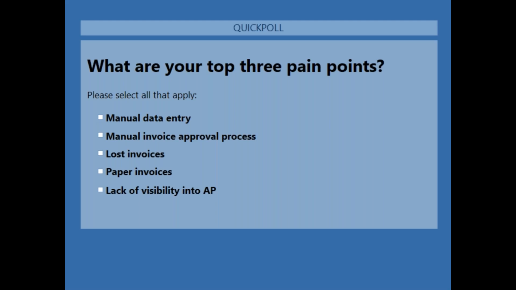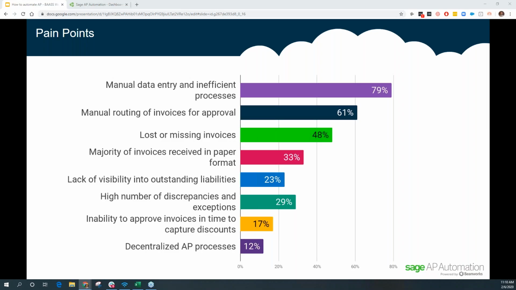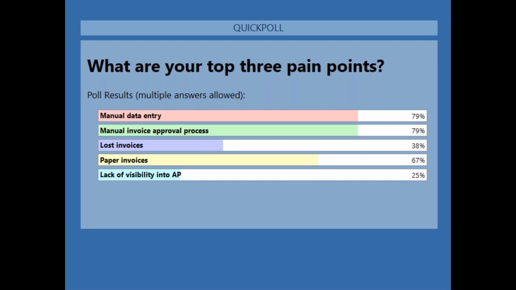All right, and I think it's time to close the poll here and see what the results are. So it looks like we had a number of parts of AP that were really up there for a lot of you. Manual data entry and manual invoice approval process come in a tie here at 79%. So the vast majority of you find those to be one of your biggest pain points, alongside paper and paper invoices. Lack of visibility and lost invoices also coming up often, but not as frequently.